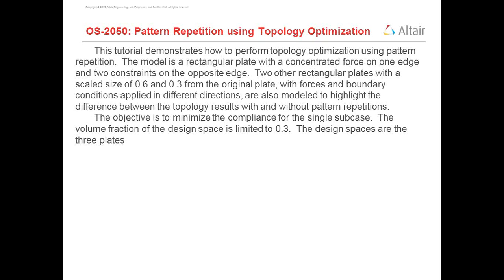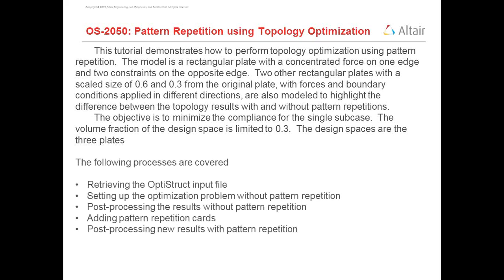The model is a rectangular plate with a concentrated force on one edge and two constraints on the opposite edge. Two other rectangular plates with a scaled size of 0.6 and 0.3 from the original plate, with force and boundary conditions applied in different directions, are also modeled to highlight the difference between the topology results with and without the pattern repetition. The objective is to minimize the compliance of a single subcase. The volume fraction of the design space is limited to 0.3. The design space is the three plates.